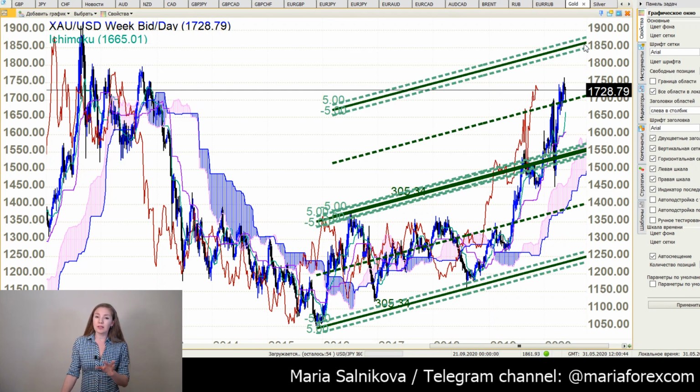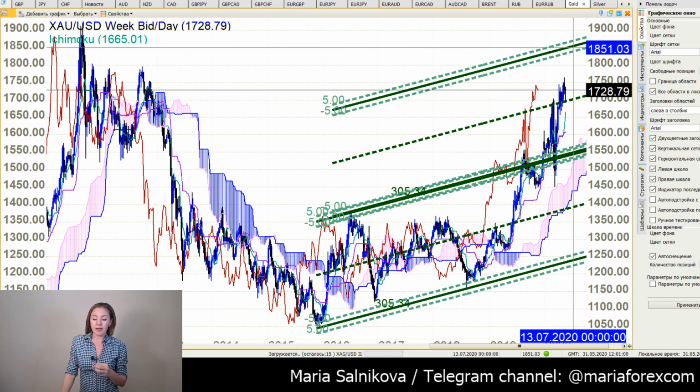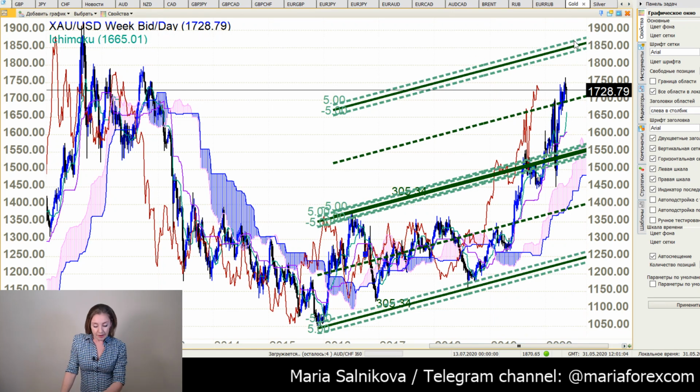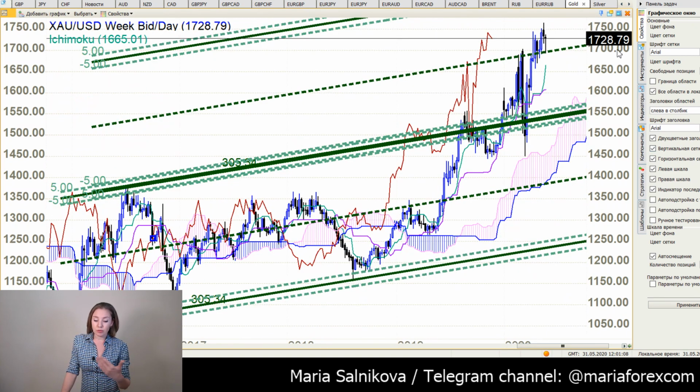It does not mean that the price will go right away, right now, or this week, but when the price goes up and reaches this 1,800, I think they will try to show you like they're giving you a rebound, but after that they will give a jump to 1,867, even like that. This is my idea that the price will go there.